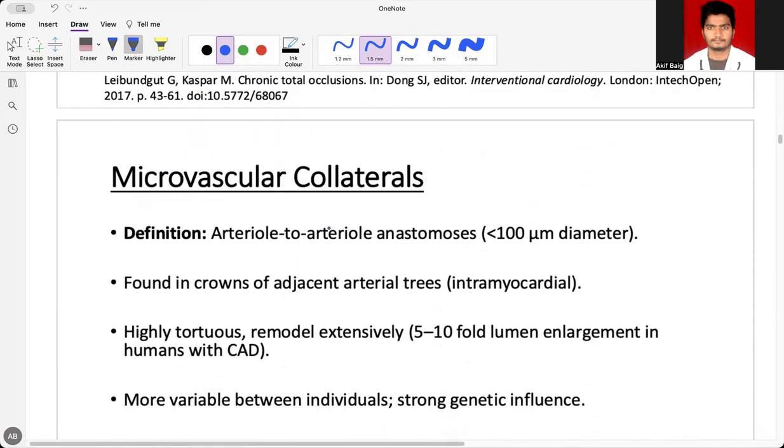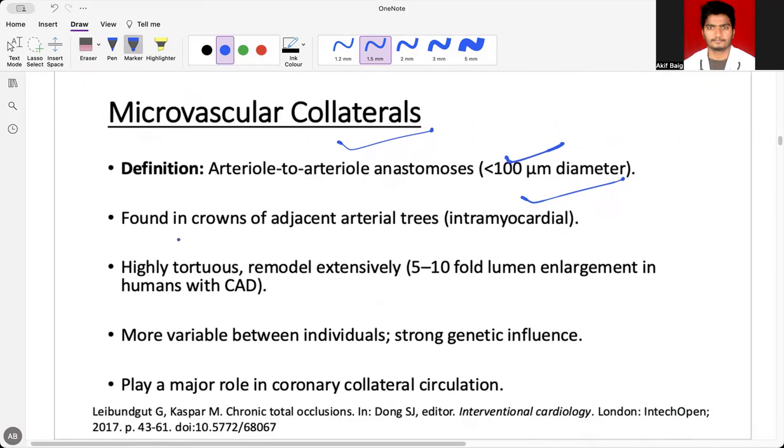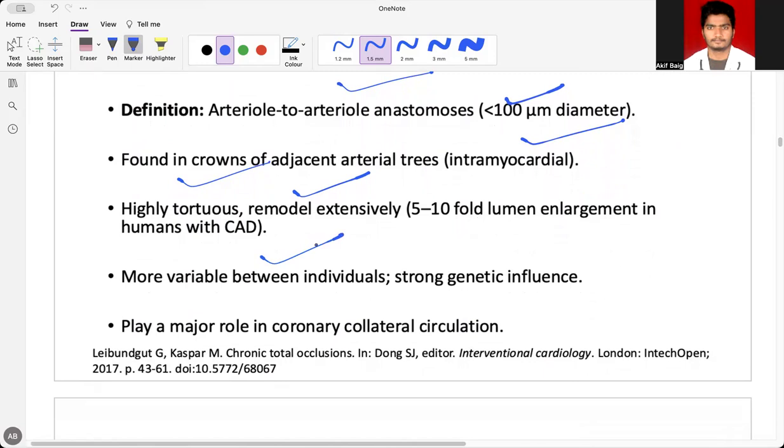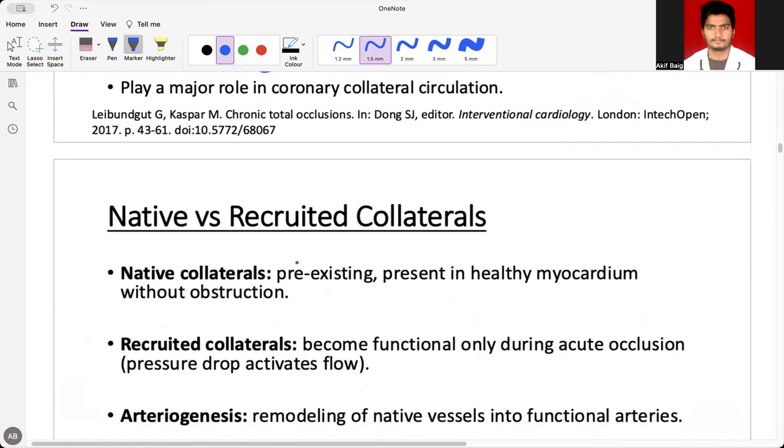Microvascular collaterals are arteriole to arteriole anastomoses, usually less than 100 microns. They are found in the crowns of adjacent arterial trees, mostly intramyocardial, highly tortuous, and they remodel extensively. They are more variable between individuals, and play a major role in coronary collateral circulation.